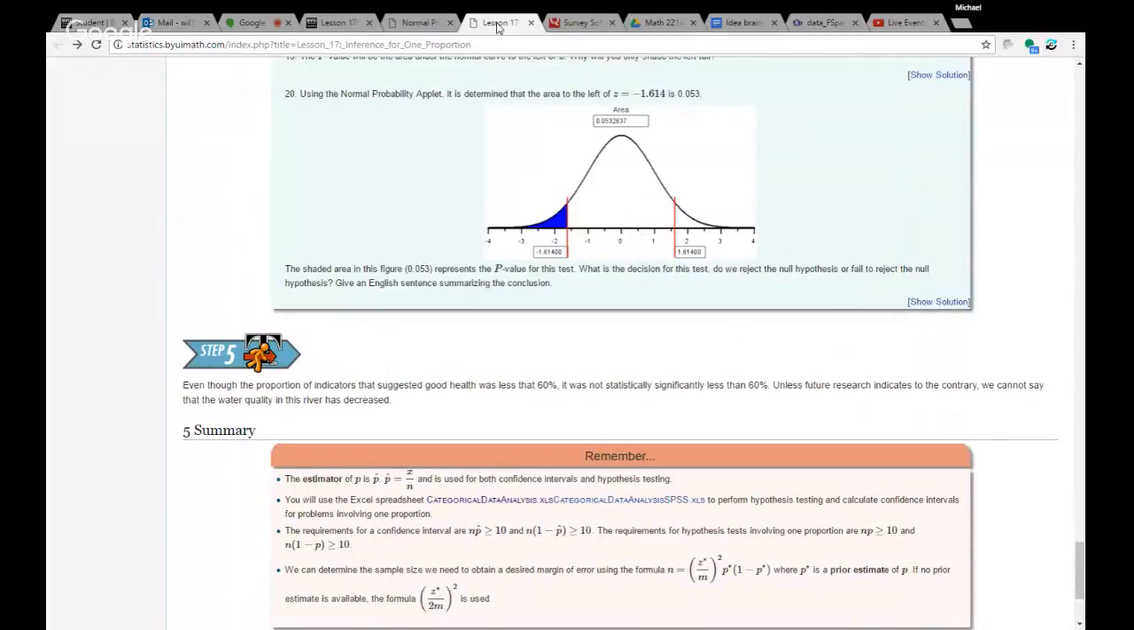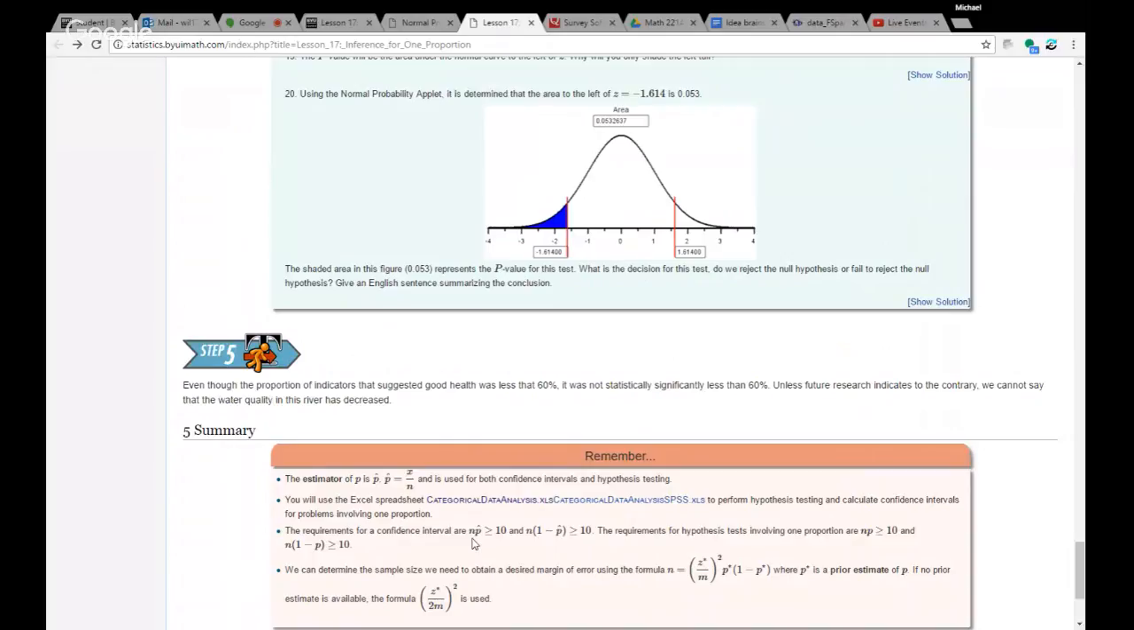All right, so now we've got to go to the test statistic, which is, wait. That's not right. I just realized the formulas are different. The requirements for a confidence interval use p hat, and for our hypothesis tests with one proportion, it uses just p. It's not p hat. I didn't notice that before.